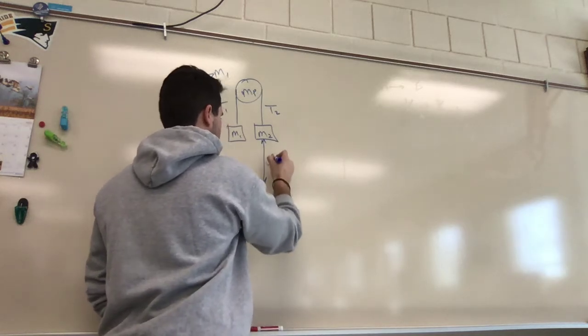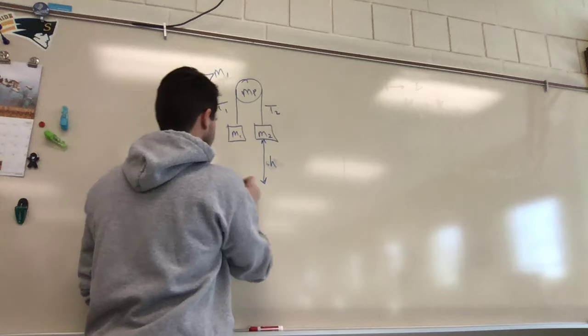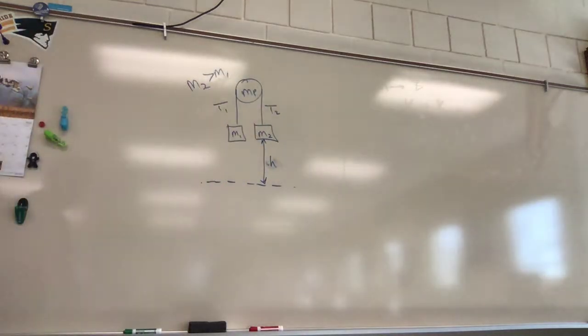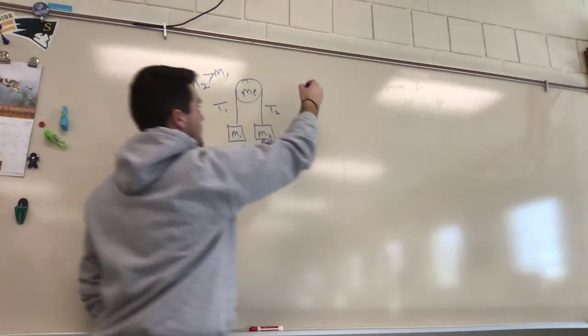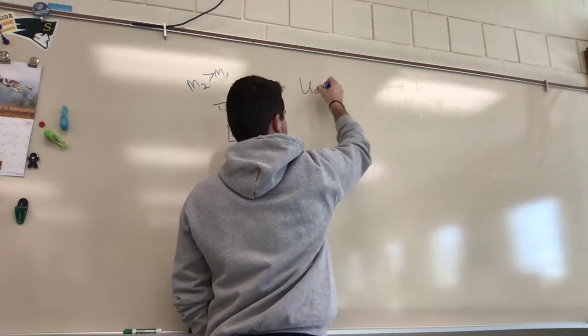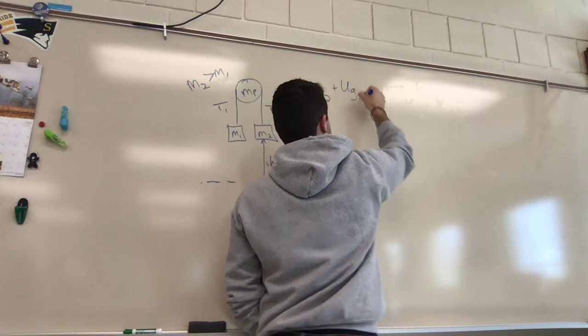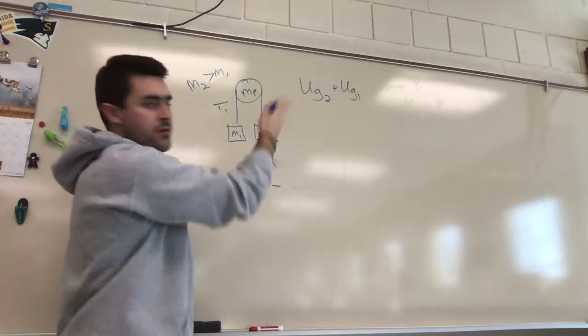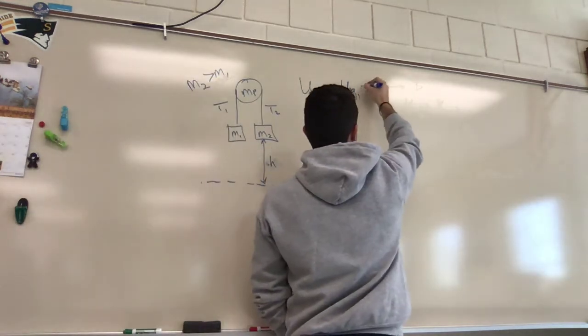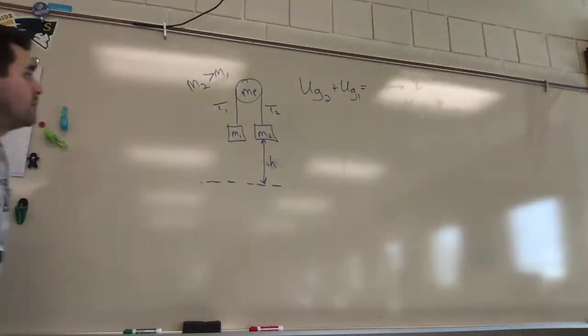T2 is absolutely bigger. It's going to fall a height of h. This pulley is going to end up rotating this way. Let's write a conservation of energy expression. We have UG for mass 2 plus UG for mass 1. They're both above the surface of the earth. They're both there. Nothing's moving, so those are the only energies that we currently have.